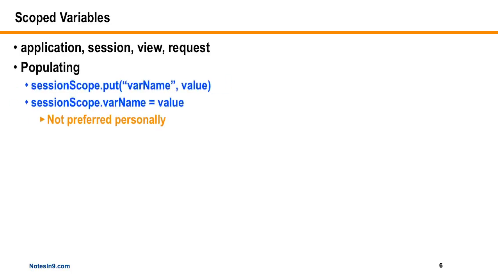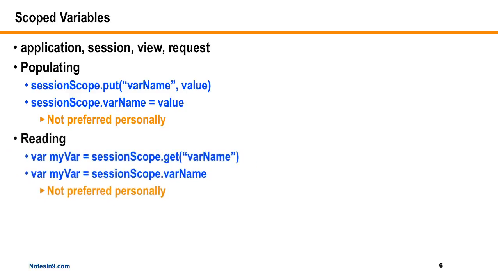But the meat of what I want to talk about here is populating them and getting them, because there's 2 ways to do it. There's kind of like the long form notation, and then there's the shorter dot notation. So you can populate a session scope variable with sessionScope.put, var name and then the value, or you could just do sessionScope.varName equals the value. Okay, I personally like to use puts.